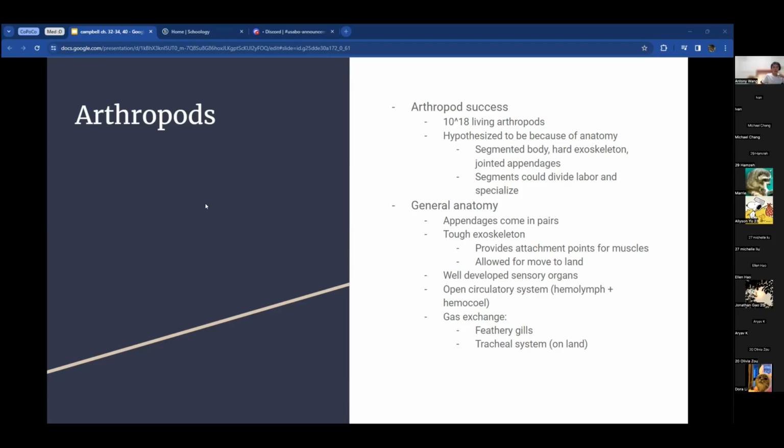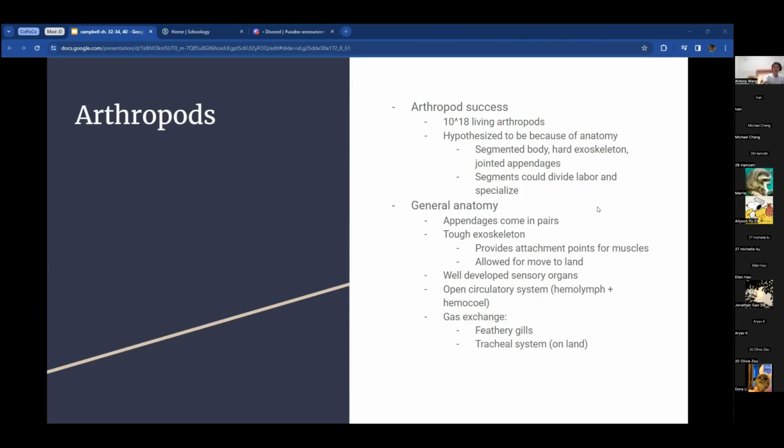Think of it as if you had a lot of spare fingers, and then evolution will start playing with your spare fingers and giving them new functions. Maybe one finger becomes very sharp, or another develops a toothbrush, or I don't know, but they can develop novel functions simply because there are so many of them. Segments can divide labor and specialize.